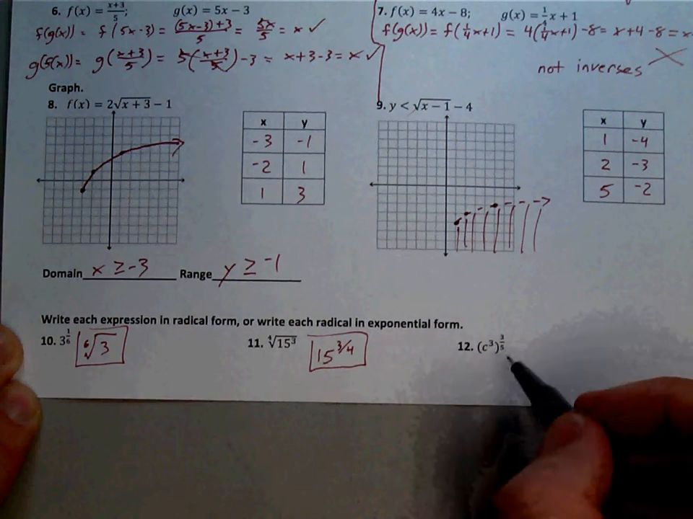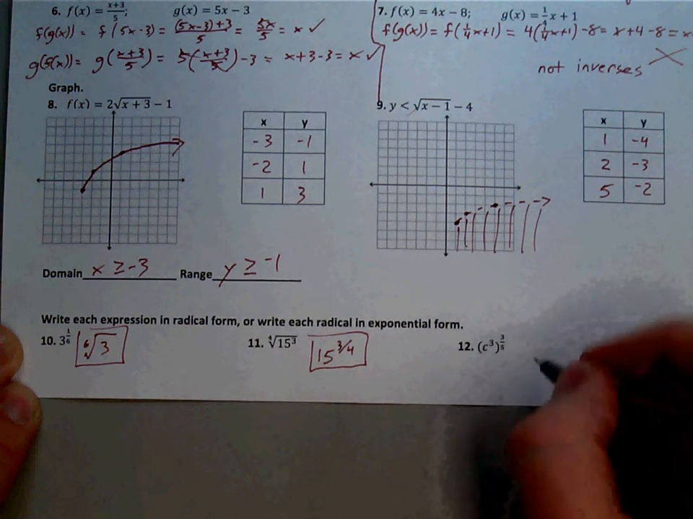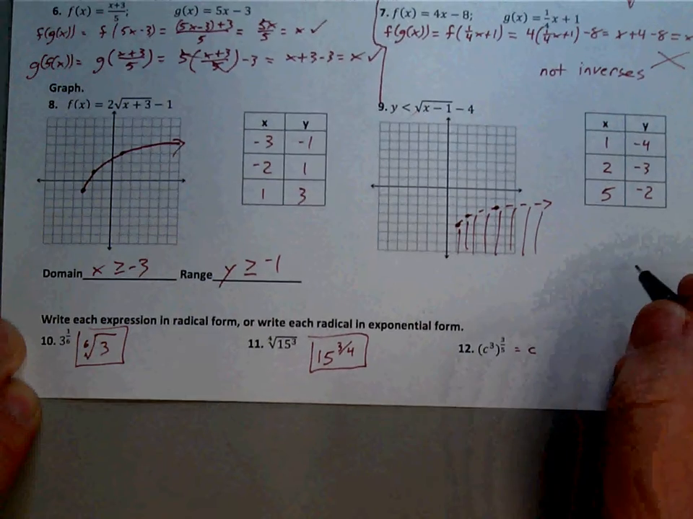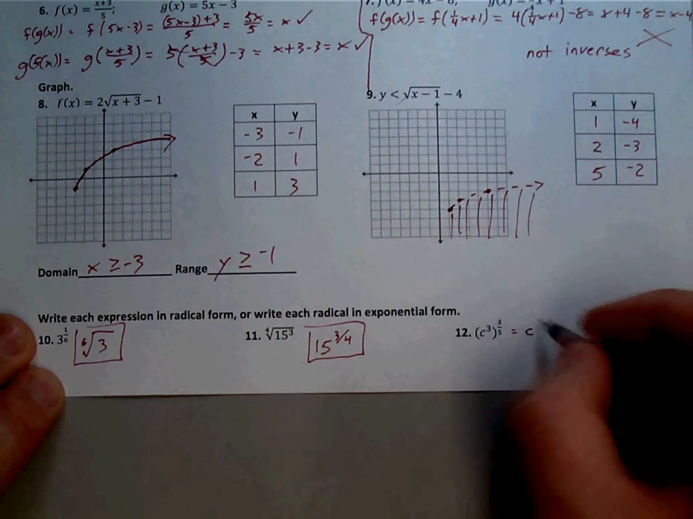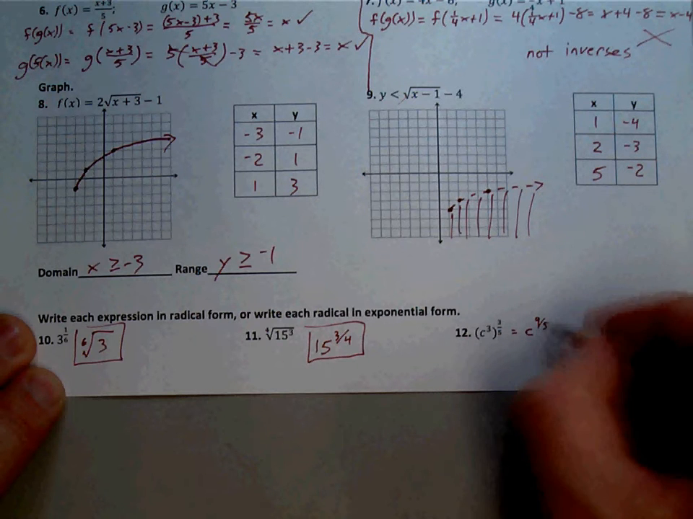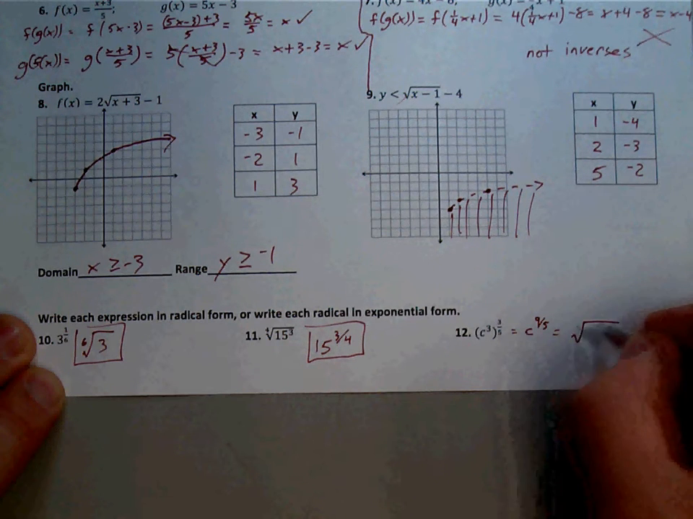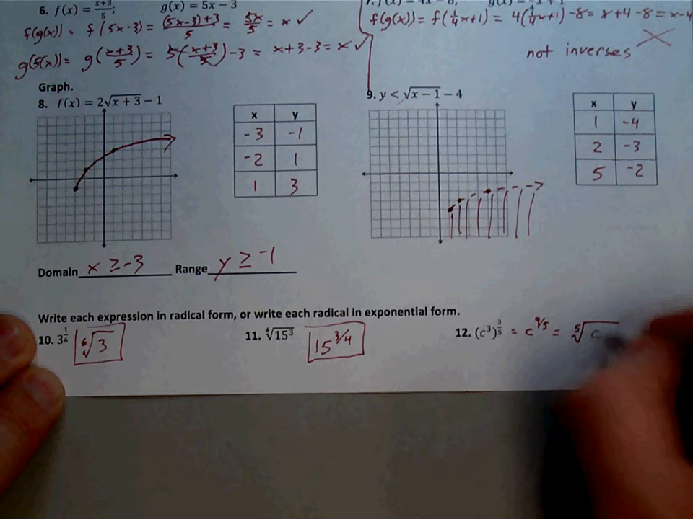15 to the 3/4. This one, I would go ahead and multiply these exponents together first. So 3 times 3/5, that's like 3 over 1 times 3/5. This 3 only goes to the numerator, so it's 9/5. And so then if I write it in the other form, 5th root of c to the 9th.